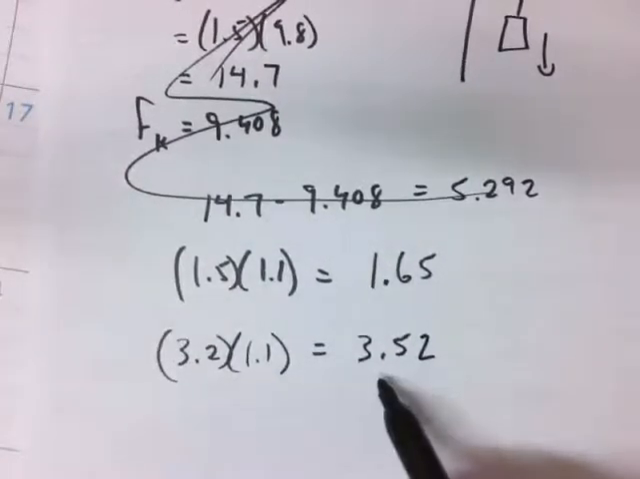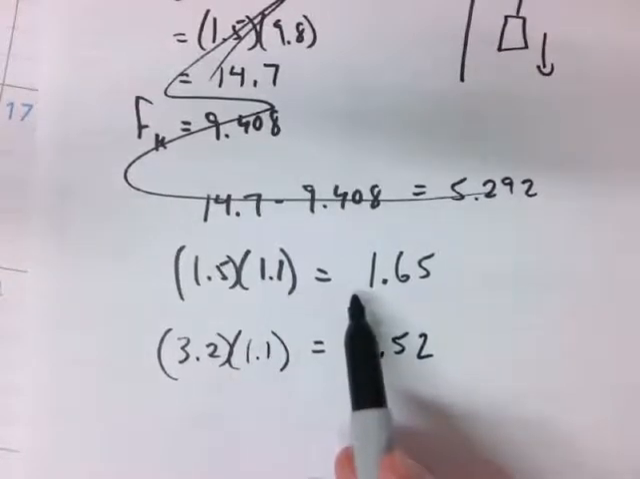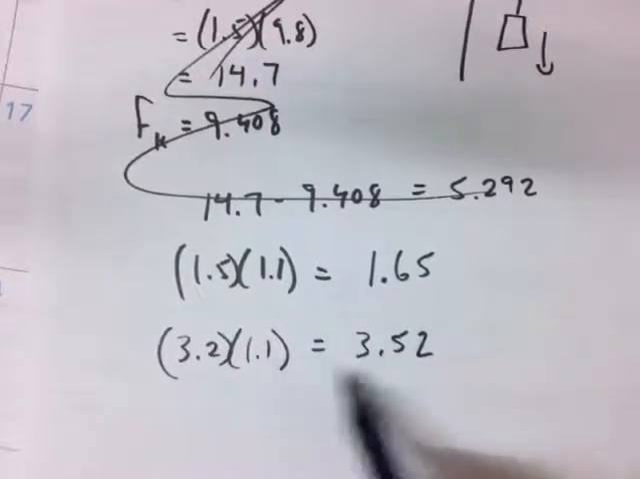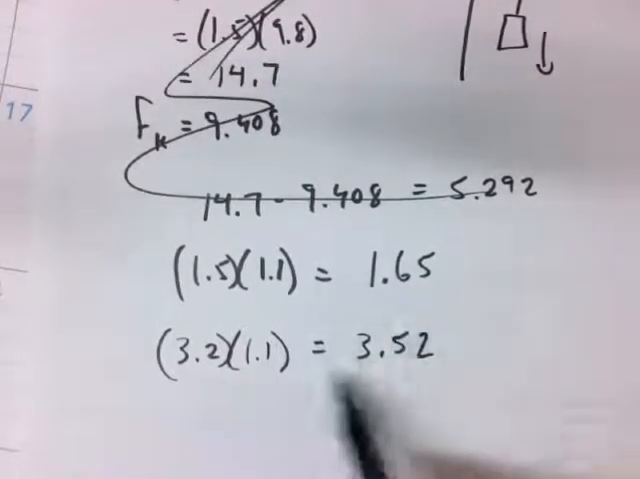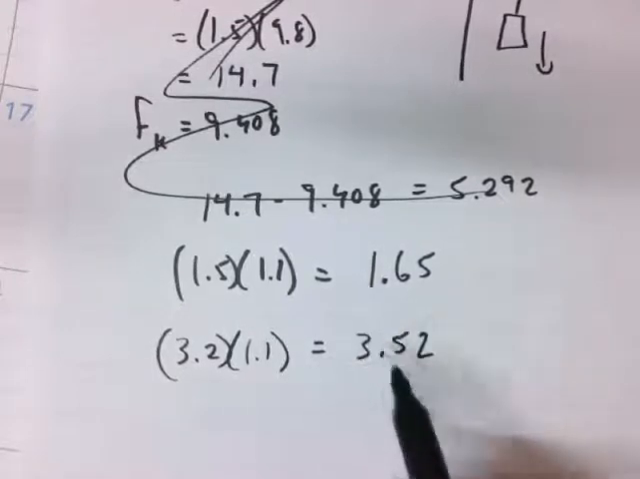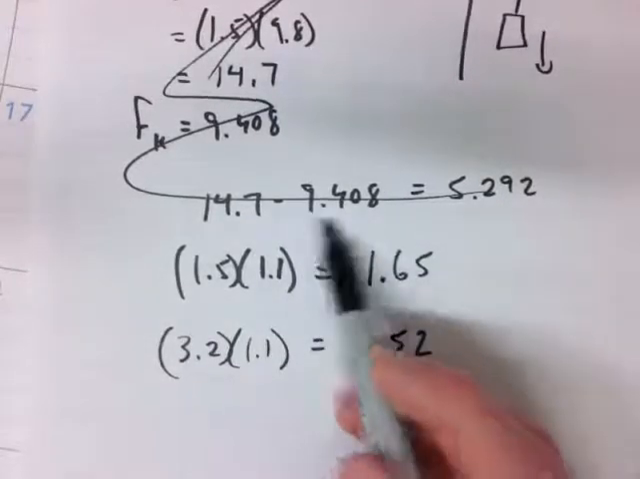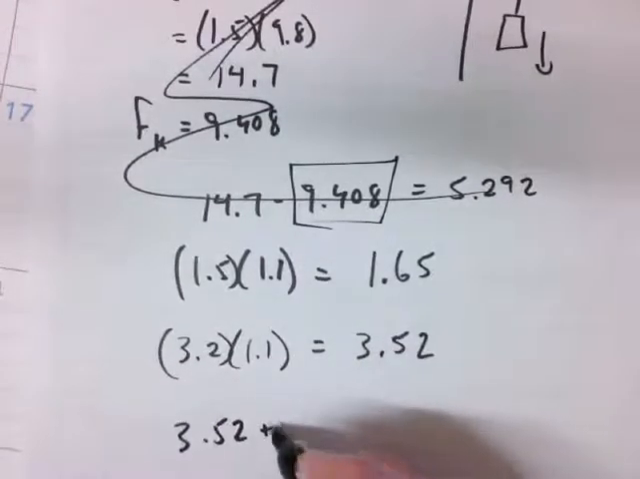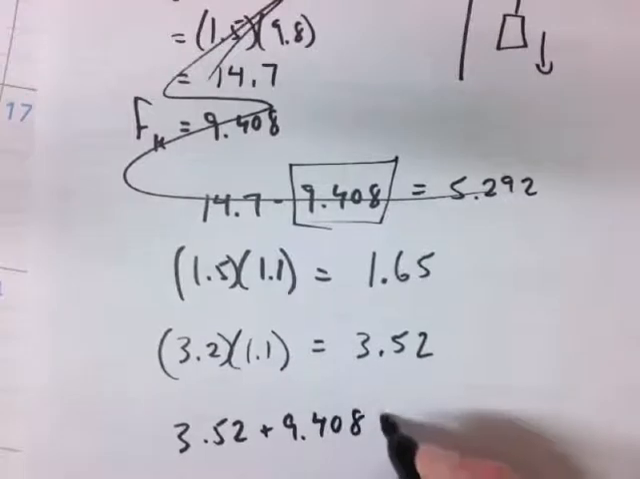Now, what's going on is you have to consider this is the lighter one. It's pulling on both ends. So it's going to be the greater of the two that's pulling on both ends. Now we add this, because this is from the bigger block, we add this to what I blocked out before, the force of friction. 3.52 plus 9.408.